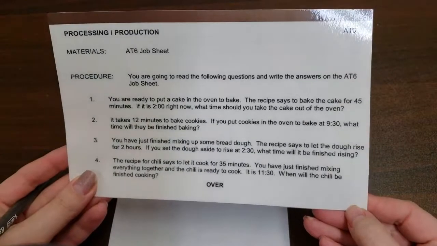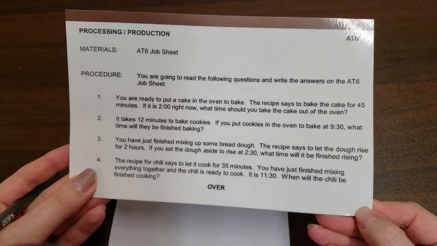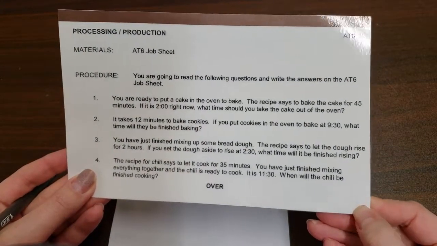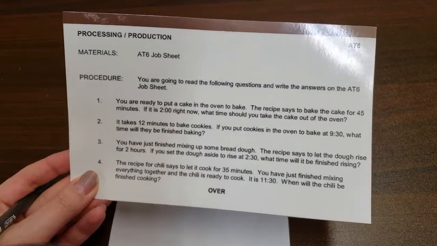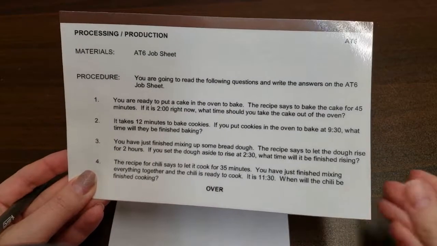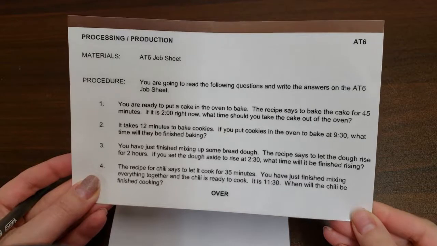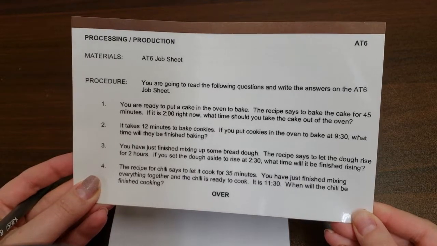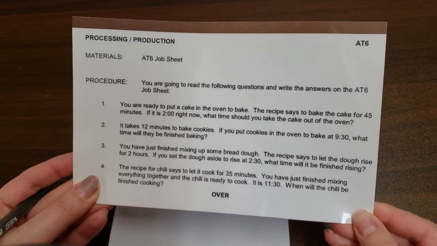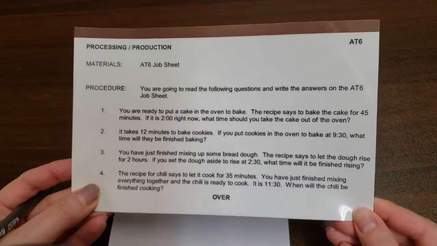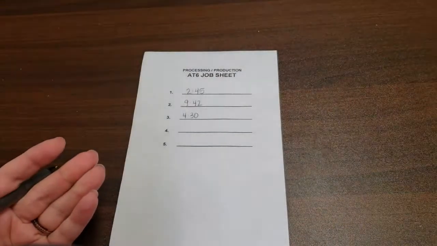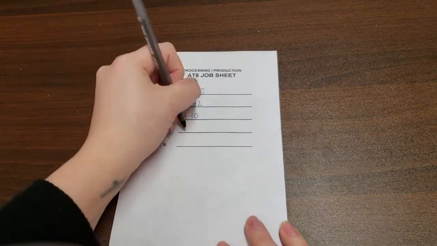Number 4. The recipe for chili says to let it cook for 35 minutes. You have just finished mixing everything together and the chili is ready to cook. It is 11:30. When will the chili be finished cooking? Add 35 minutes to 11:30. You get 12:05.